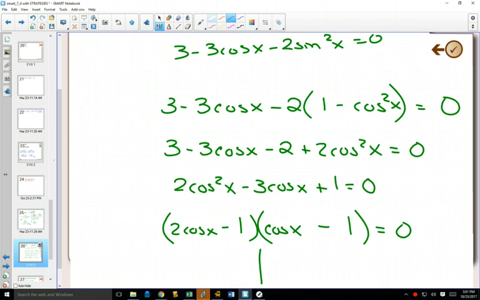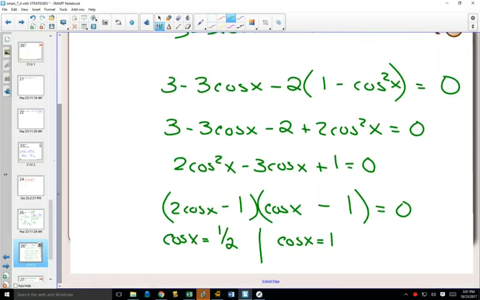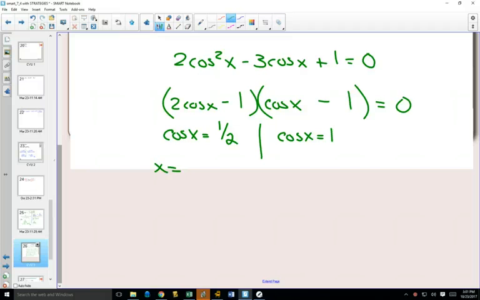And so we get cos x equals positive 1/2, or cos x equals 1. Are those on your unit circle? Yes. When is cos equal to 1/2? Pi over 3? And somewhere else? What quadrant? Quadrant 4. So 5 pi over 3? Nice. Love those answers. Somewhere and somewhere else. Good.